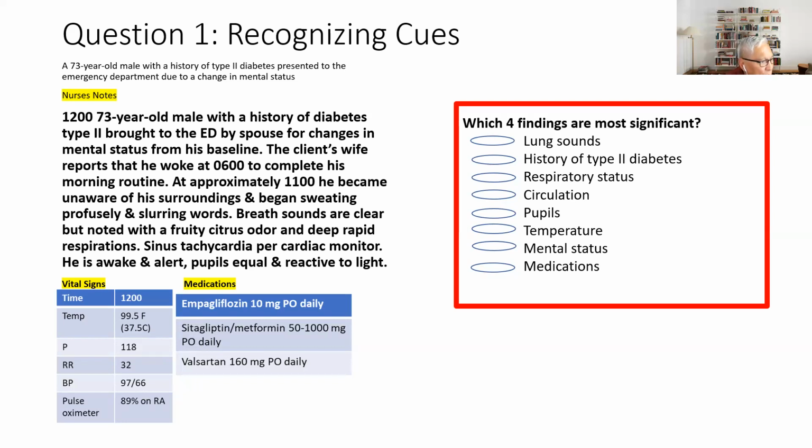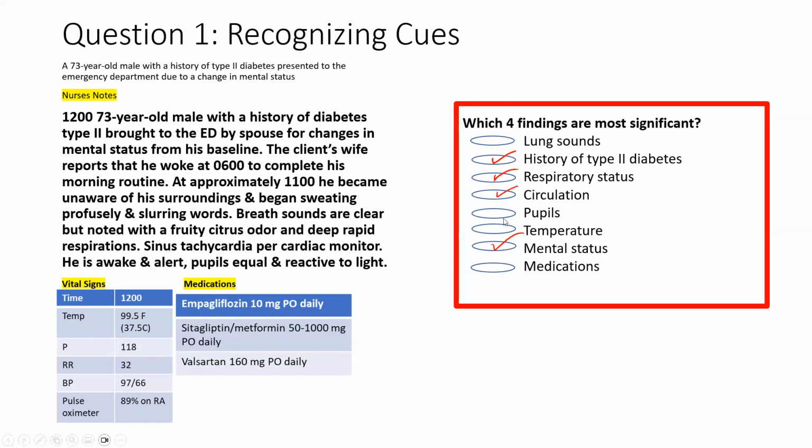I think most of you got this correctly. History of type 2 diabetes, the respiratory status, the circulation, and the mental status change. This is the important thing. Because he has a history of type 2, the nurse should follow with the signs that the client's diabetes may be out of control. This could be manifested by the deep and rapid respirations, the odor of the breath, and mental changes.